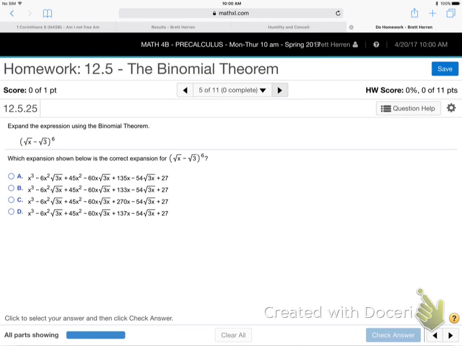Let's do number 5 here. Oh, we're doing a 6th power again, so it's not going to be a lot different. Oh, but a root's a little messy. So you already know the coefficients, right? It's going to be the same coefficients as last time because it's Pascal's triangle 6th power again.